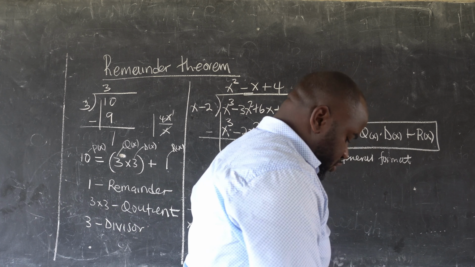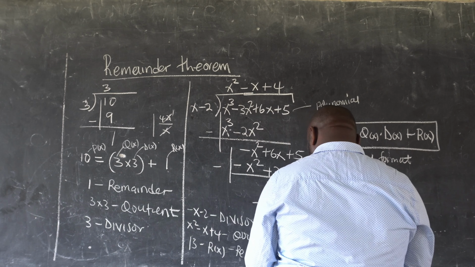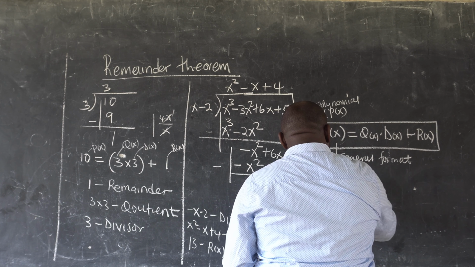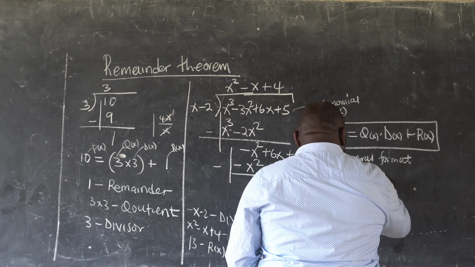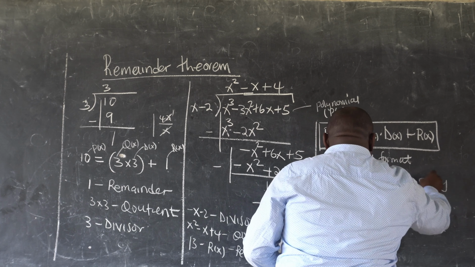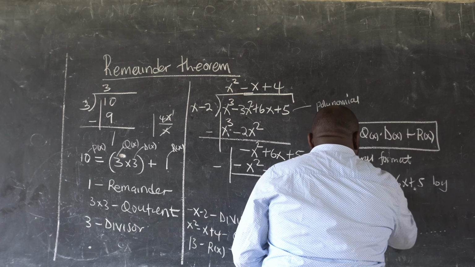Allow me to leave you with one to try out. Try for me dividing this. Divide 4x cubed minus 6x plus 5 by 2x minus 1.